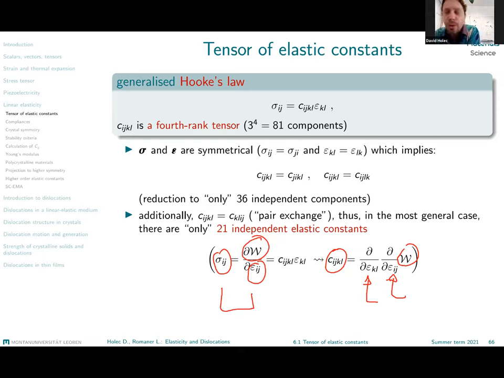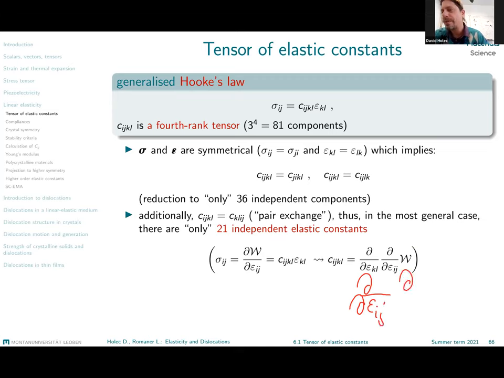From calculus, we know that the order of derivatives is commutative, so we can exchange the order with respect to which we calculate the derivative of the strain energy. We can calculate the derivative with respect to epsilon KL and then with respect to epsilon IJ, or we calculate it with respect to epsilon IJ and then with respect to epsilon KL. In both cases, we obtain the same value, but from the definition, the second part is CKLIJ.